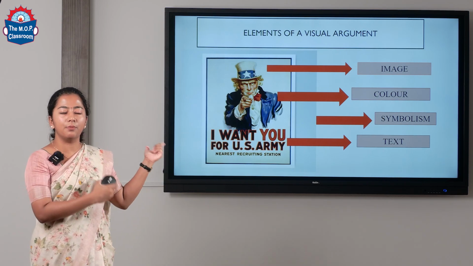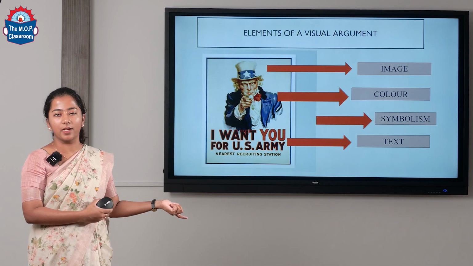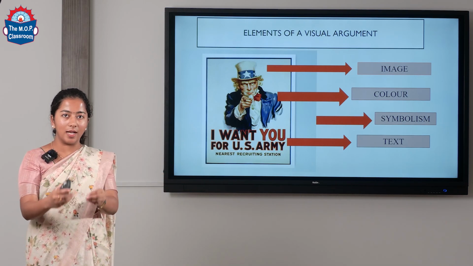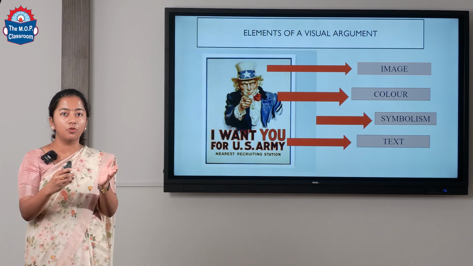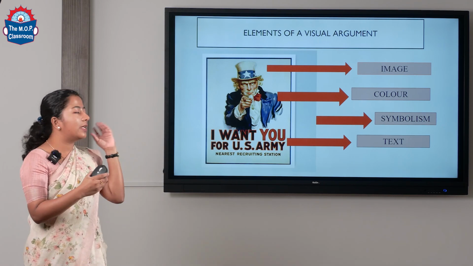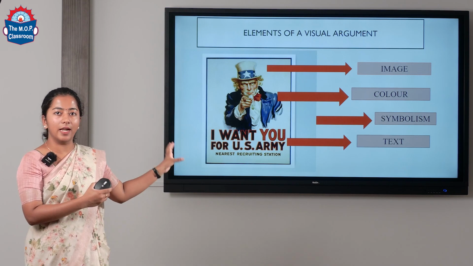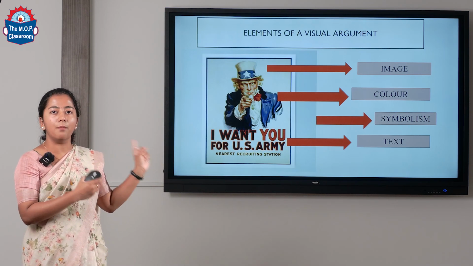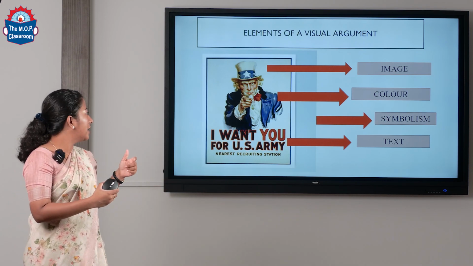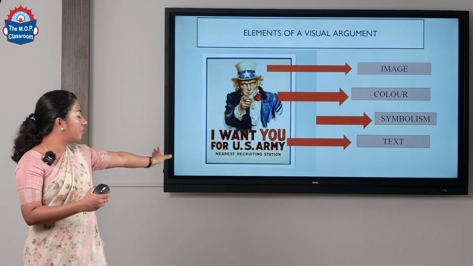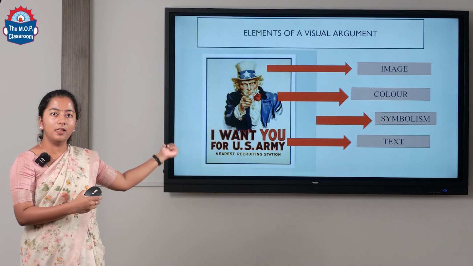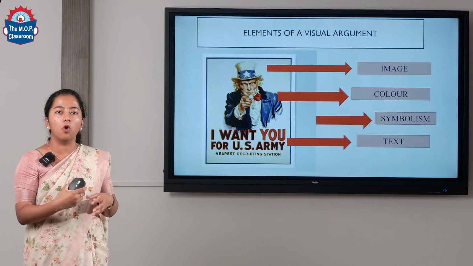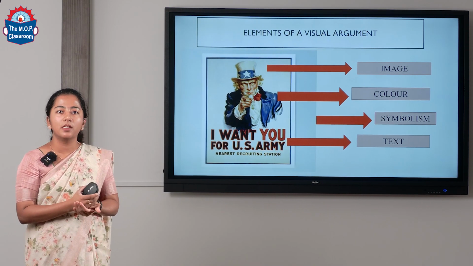Remember how I said this image was used during wartime in America? Here we have Uncle Sam directly appealing to us, the audience. He says, I want you for US Army, where the U is stressed in red color. That's where the emphasis is. And you have the colors which invoke the American national flag. There's also a text below it which says nearest recruiting station, so this image wants us to take immediate action, right?